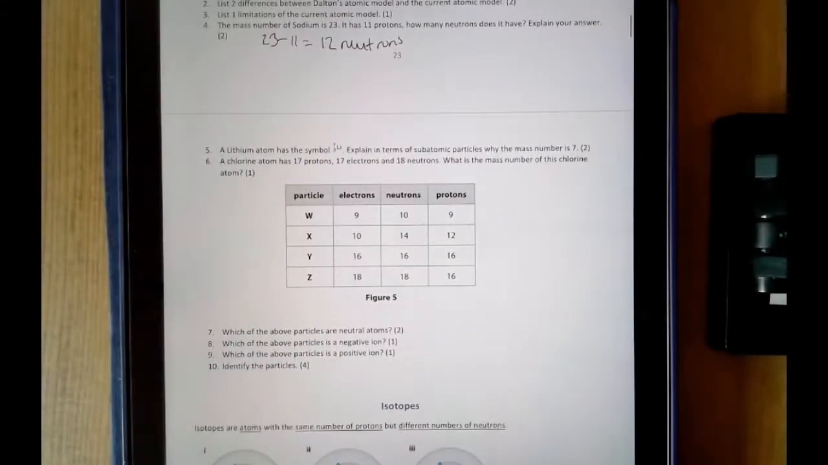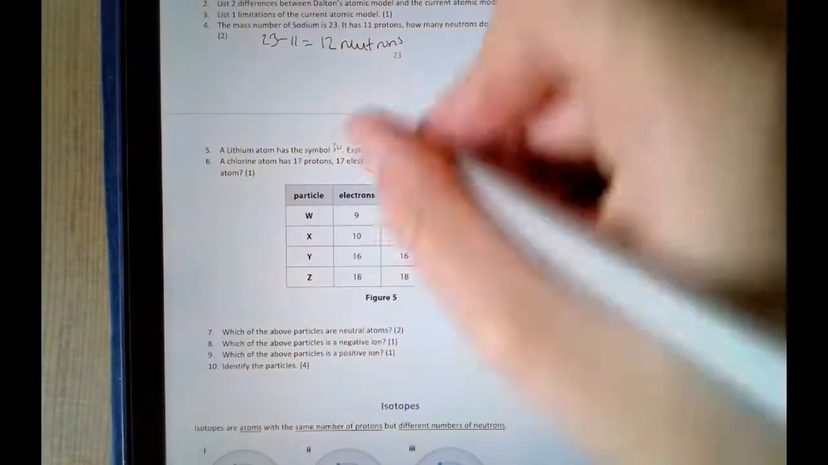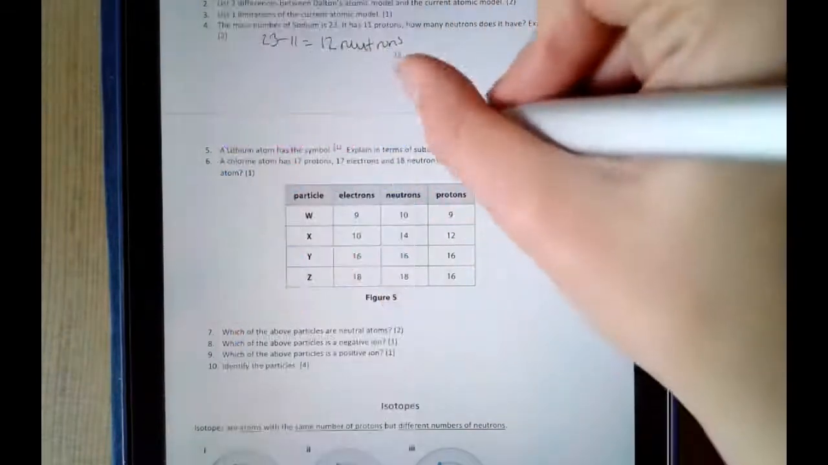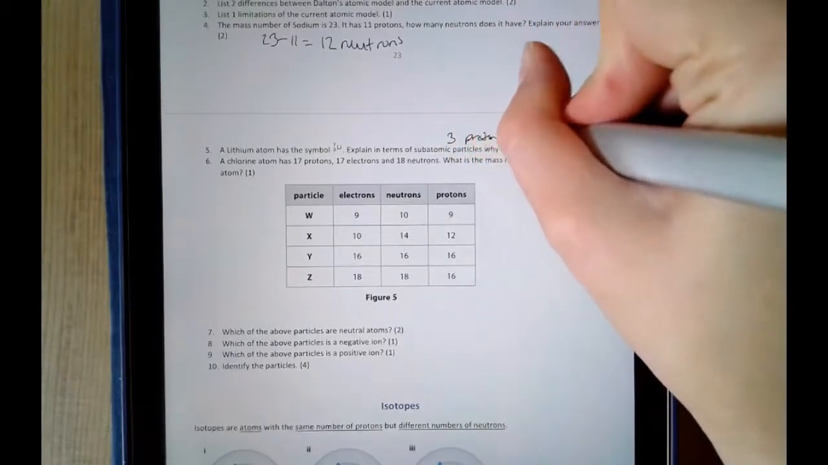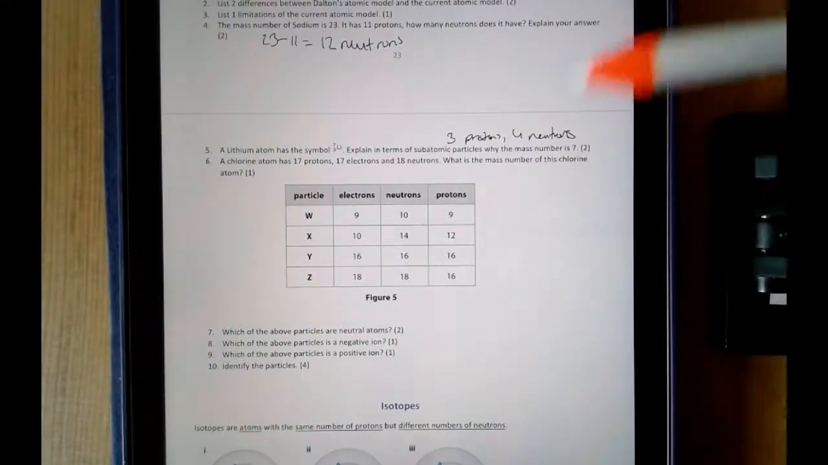A lithium atom has the symbol 7, 3. Explain in terms of subatomic particles why the mass is 7. So the small number 3 tells you it's got 3 protons, but if it's got a mass of 7 overall, then it must have 4 neutrons. So you would say it's got 3 protons and it's got 4 neutrons. That's why it's got a mass of 7. Remember, protons and neutrons both have mass.